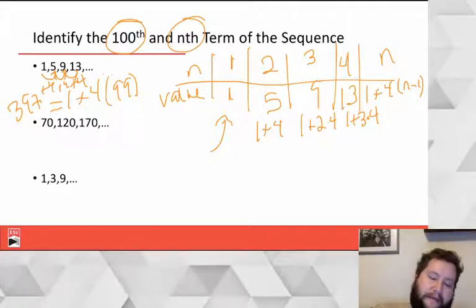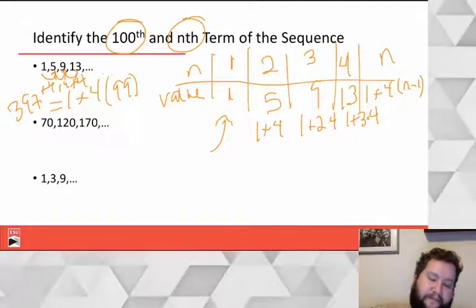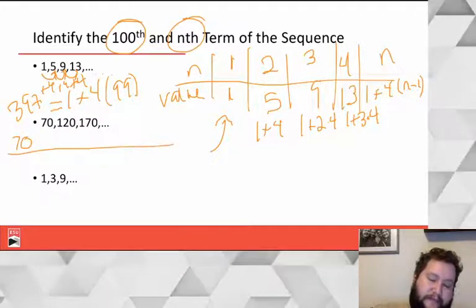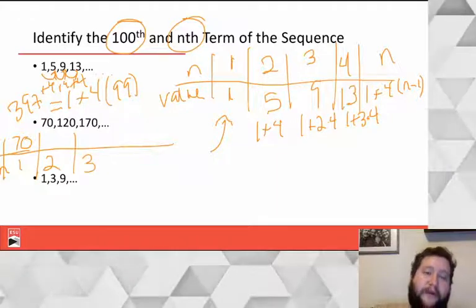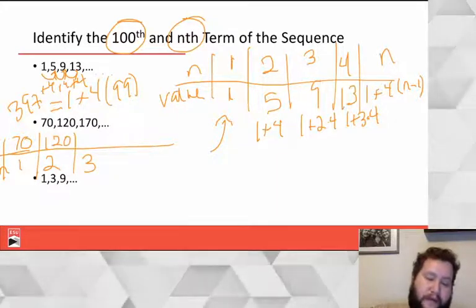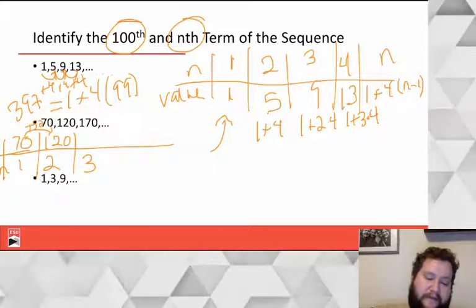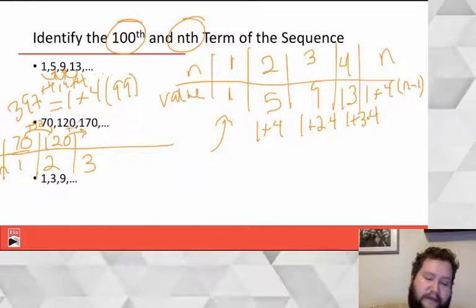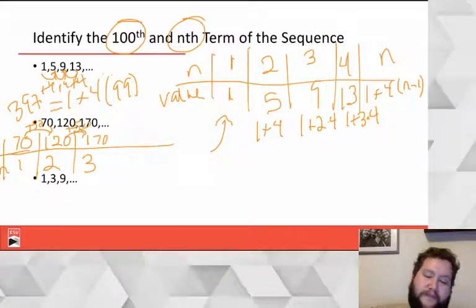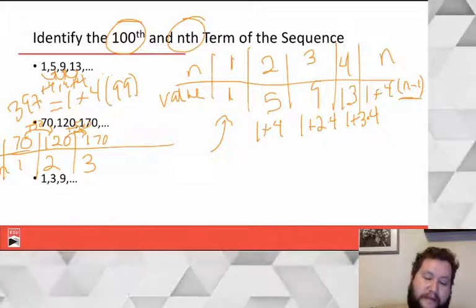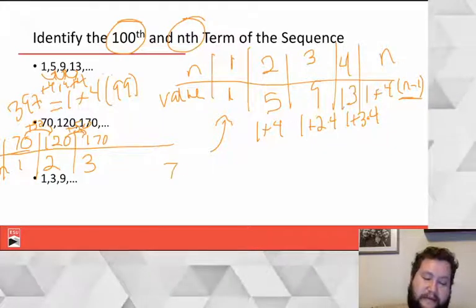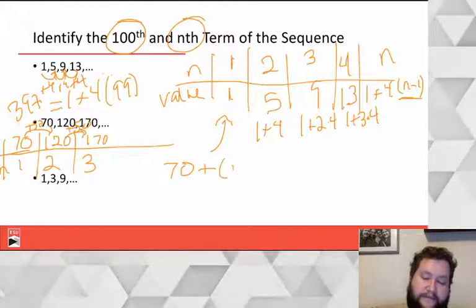So here for the next one, we start at 70, and I'm just going to write my n and my value again. At 1, 2, and 3, we have 70, 120, and so on. And so what happens between 70 and 120? Well, we add 50. And then from 120, add 50, we get 170. And so just like our previous one, we're going to have this n minus 1 term. We're going to get 70 plus n minus 1 copies of our 50.